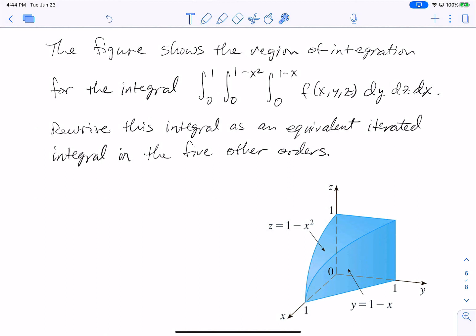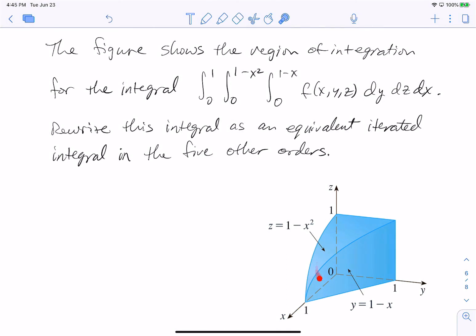Here we have a triple integral from 0 to 1 of the integral from 0 to 1 minus x squared of the integral from 0 to 1 minus x, f of x, y, z, dy, dz, dx. And what we're going to do is rewrite it as an equivalent iterated integral in the 5 other orders. If we permute dy, dz, dx, there are 6 possible orders. We've been given one of them, and we have 5 others that we can use to represent this integral.